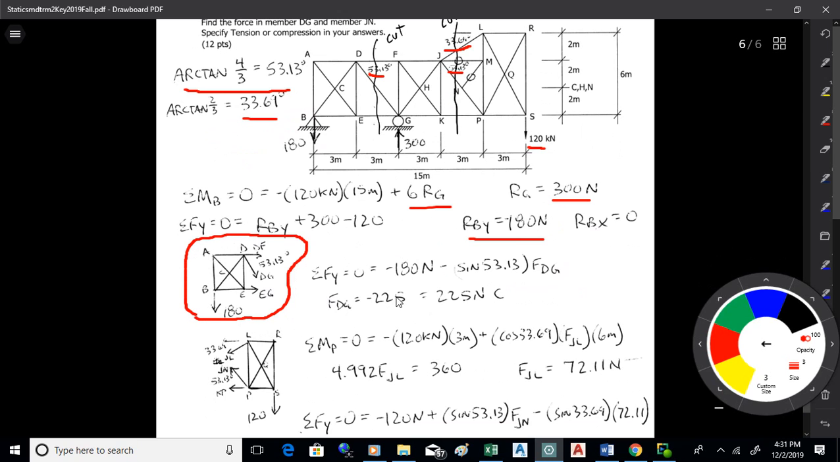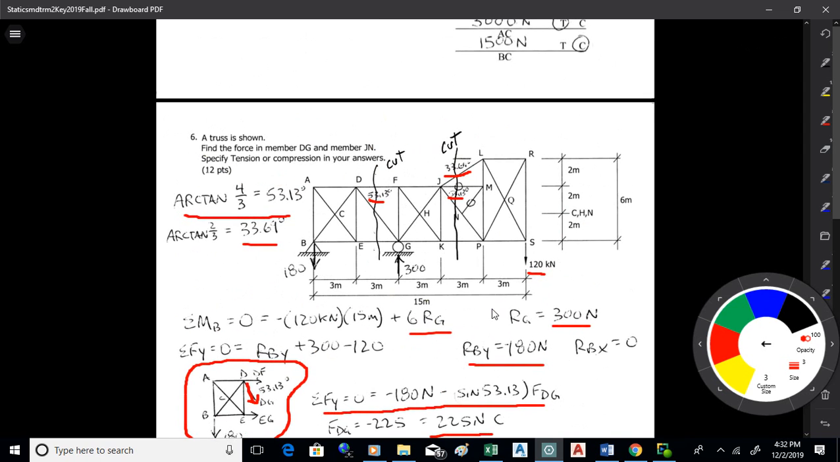All I have to do there to get DG is go sum of Fy, set it equal to 0. 180 down, as I have it drawn, minus sine of the angle times FDG. FDG comes out to be negative, which means it's not going down right as I drew it. It's going up left, so it's pushing, it's in compression. So there's DG.